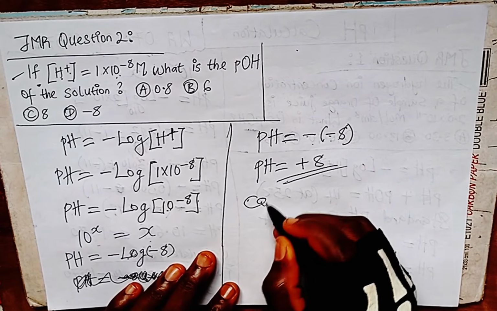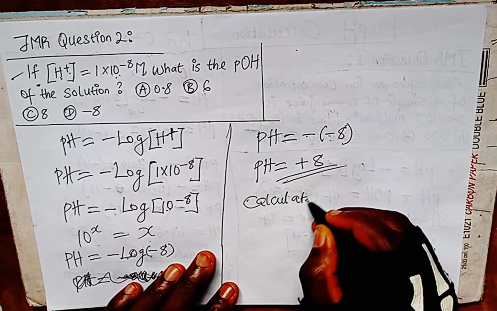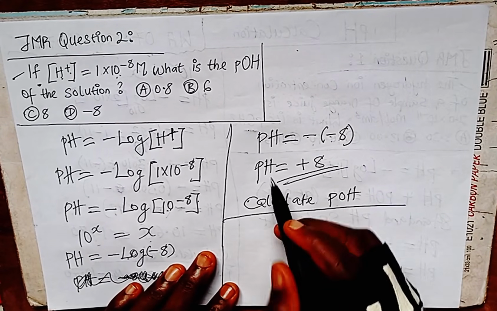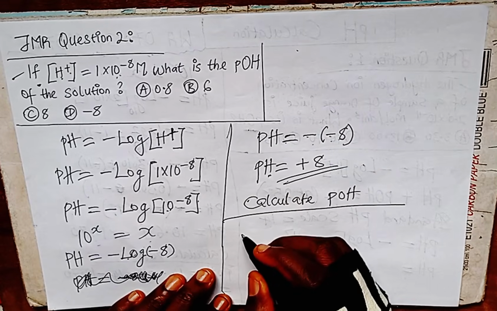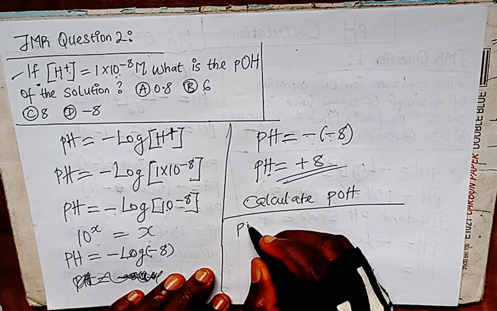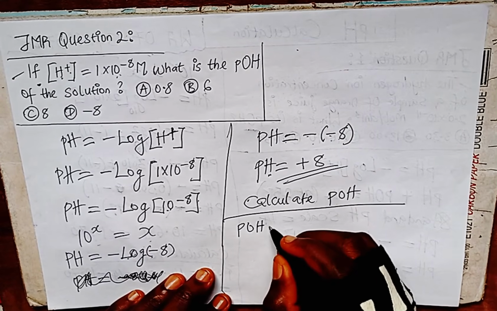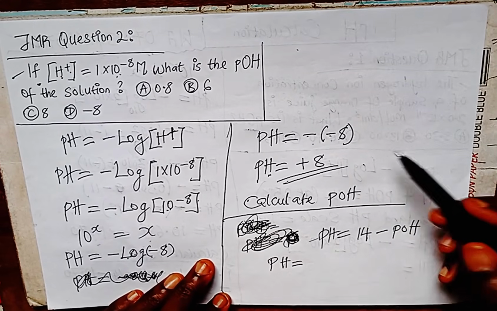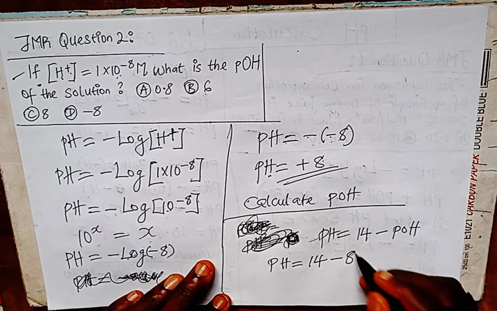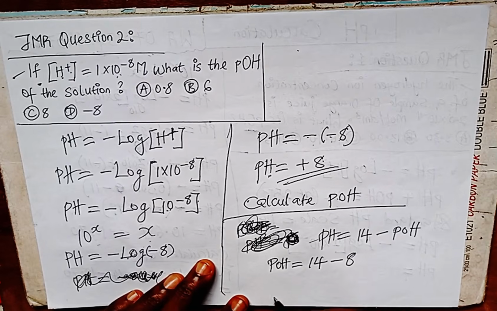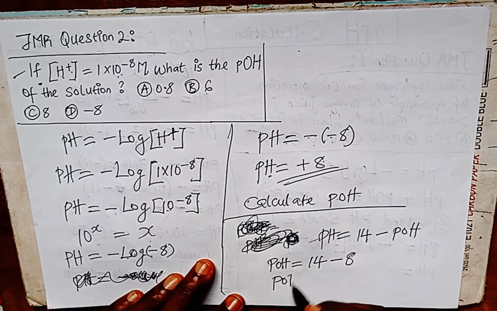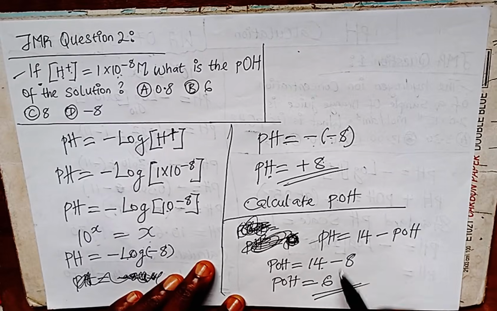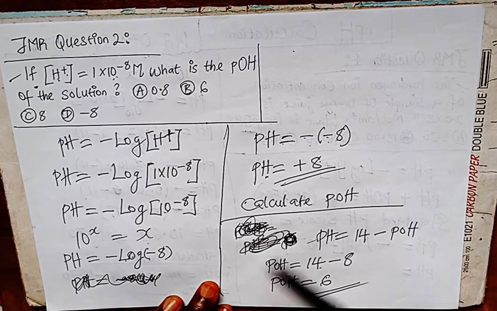Calculate pOH using the standard scale. Since this is our pH, pOH is equal to 14 minus pH. So pOH is equal to 14 minus 8, which will give us 6. So the answer is 6. Among the options, pick the correct answer and drop it in the comment section.